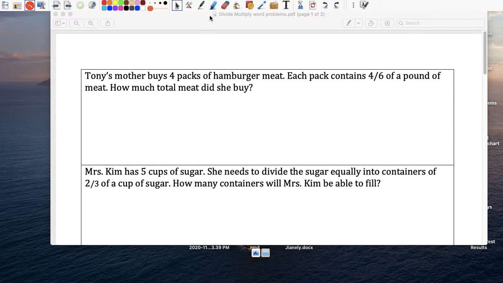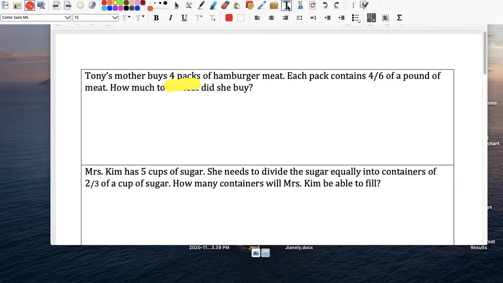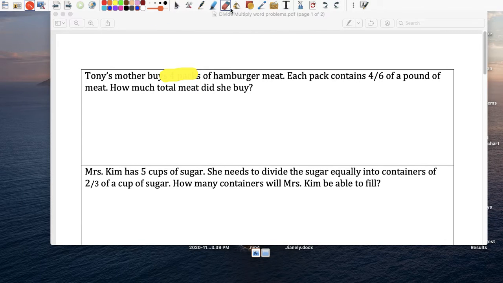Let me try to highlight. Can I highlight? Let's see, 4 packs. Oh my god, that doesn't work. So, things that I know. She bought 4 packs, buys 4 packs. Compró 4 de algo.